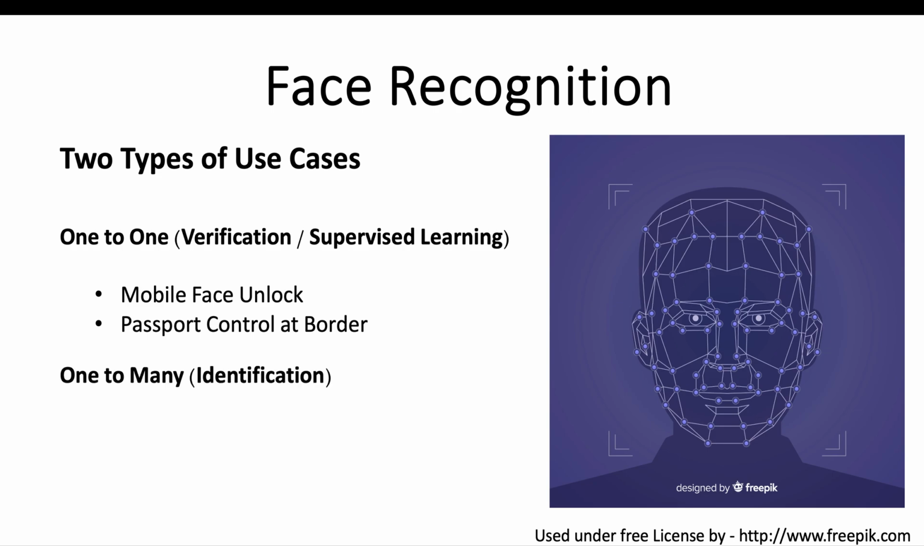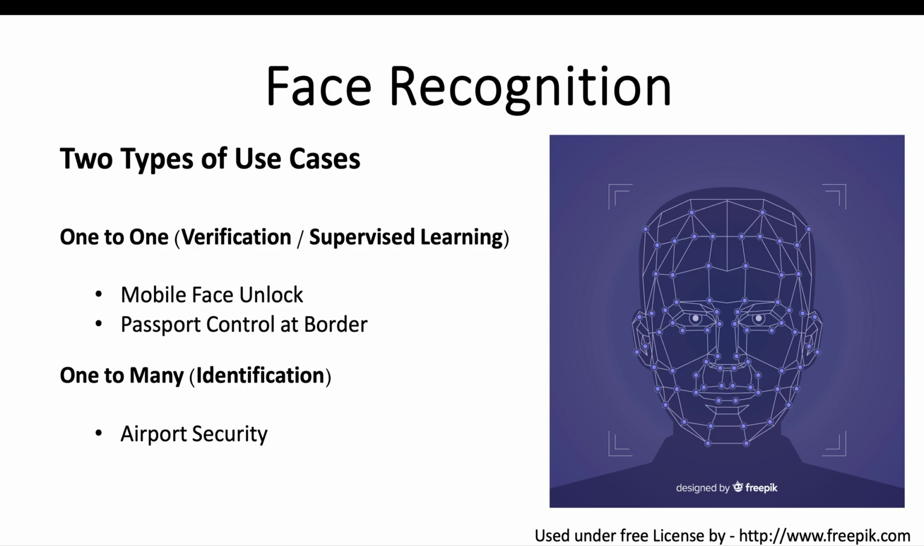Now one-to-many, also known as identification use cases. When I say one-to-many, you can understand what it means. For example, airport security is one use case where there are lots of people in the airport, and whether they are supposed to be there or not can only be decided once they are identified. So that's one thing.